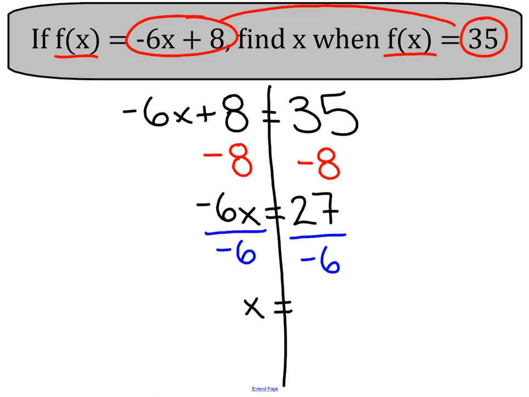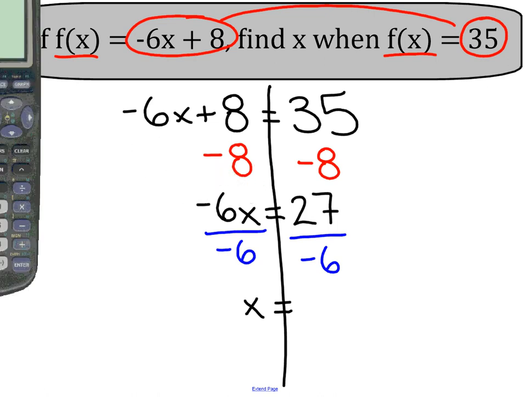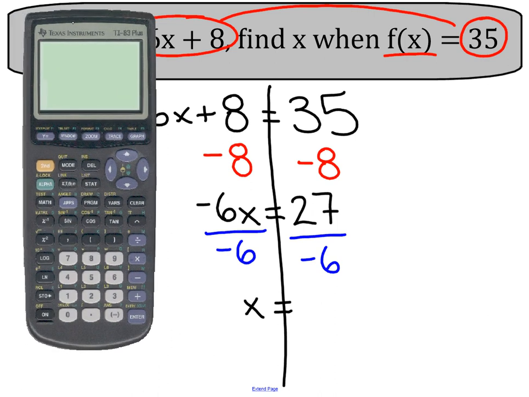I don't know that off the top of my head, so I'm actually going to use my calculator to help me out here. And if you have a graphing calculator, I'm going to show you how to do this. So to do this, I say 27. It's going to be divided by, so I'm going to use the divided by key on the right-hand side there. And negative 6. The negative symbol is right underneath the 3.